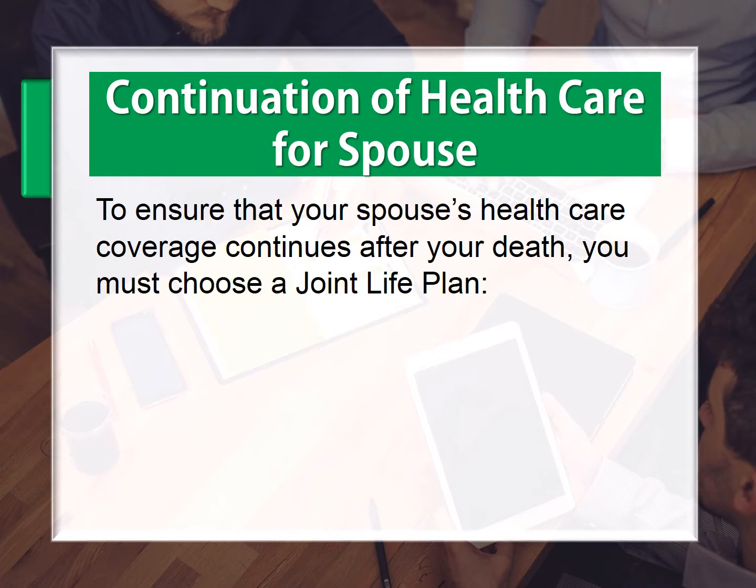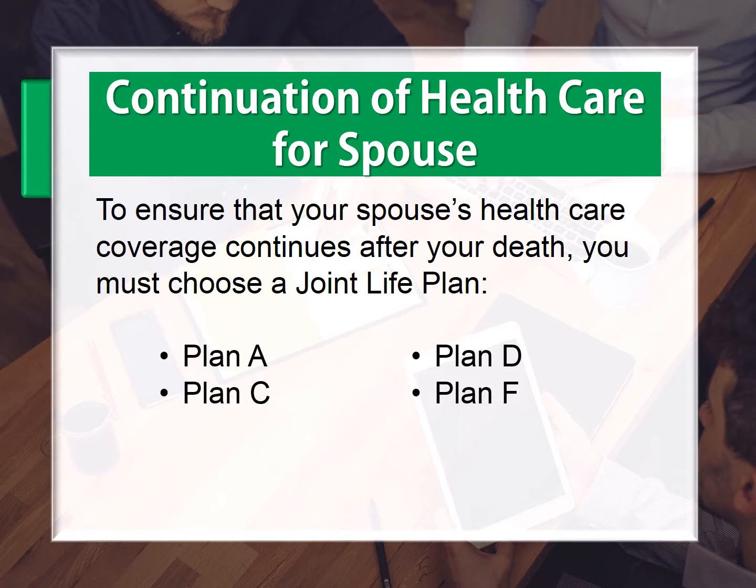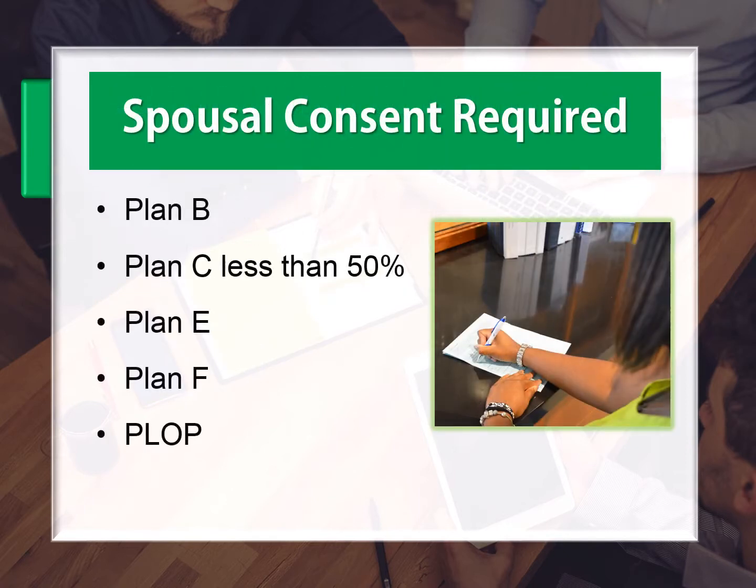However, to ensure that your spouse's health care coverage continues after your death, you must choose Plan A, C, D, or F. Keep in mind that if you are married and choose a PLOP or one of the plans of payment listed here that provides less than 1/2 your pension amount to your surviving spouse, he or she must sign a notarized consent form. On that note, if you do not name your spouse as a beneficiary under any of these plans, he or she must consent to that choice as well.